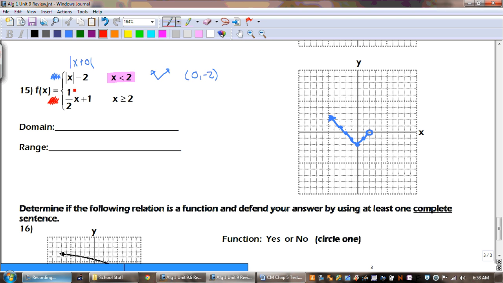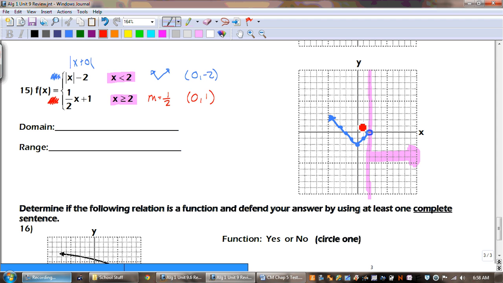Okay, on the bottom we have a linear. Okay, so our slope is 1/2. And then our y-intercept is at 0, 1. Okay, so once again we're at 2. And we want everything to the right. Well, how am I going to do this? Because my vertex is at 0, 1, and I don't want this.